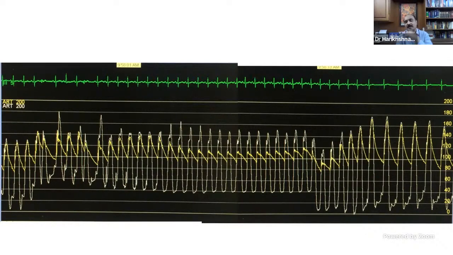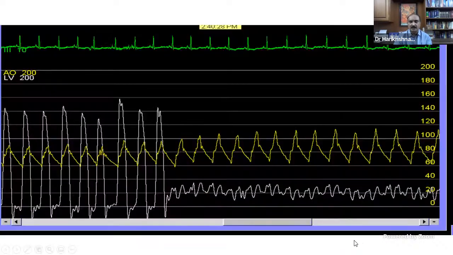It's a typical Valsalva maneuver where you train the patient. You have to train the patient a few times, then only you will get a very good response. So this is a Valsalva maneuver bringing out the dynamic LVOT obstruction. The last tracing I will show and finish.